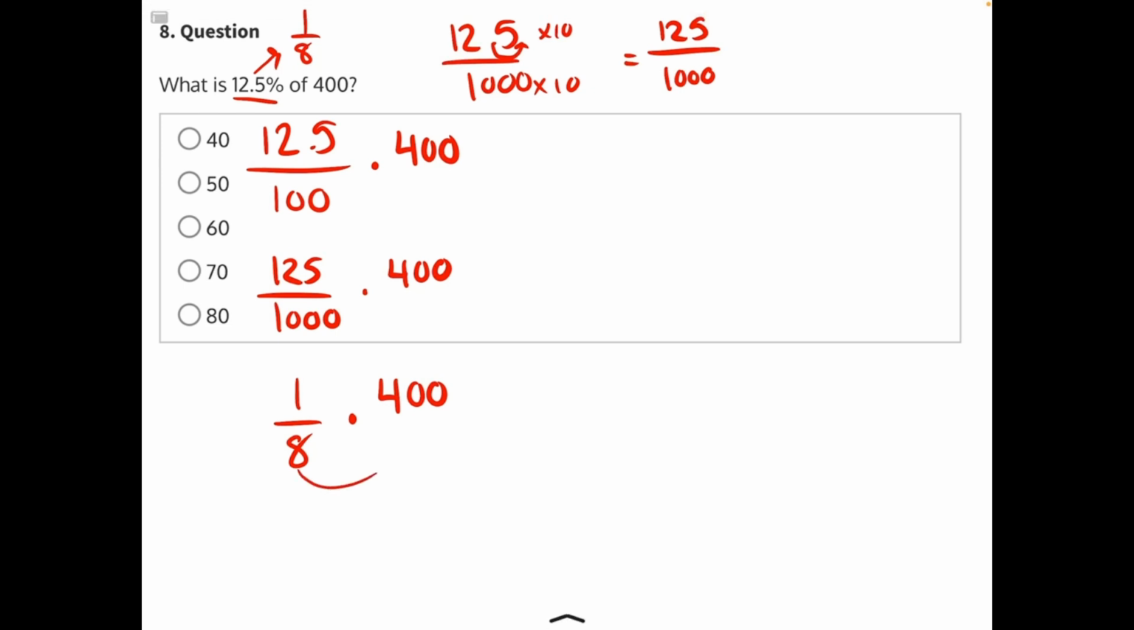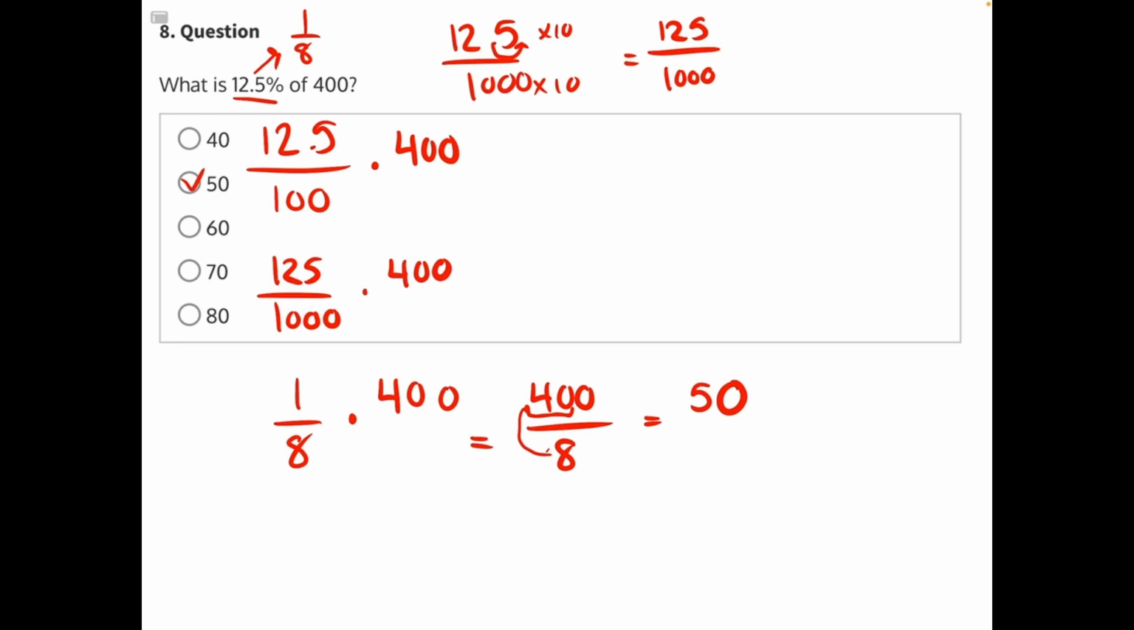I know that 8 can go into 40 5 times, or well, let me back up just one moment. When we multiply this straight across, we will get 400 as our numerator and 8 as our denominator, which is why we will need to divide. 8 can go into 40 5 times. 8 can go into 0 0 times. So our answer will be 50, making the second option our correct answer.